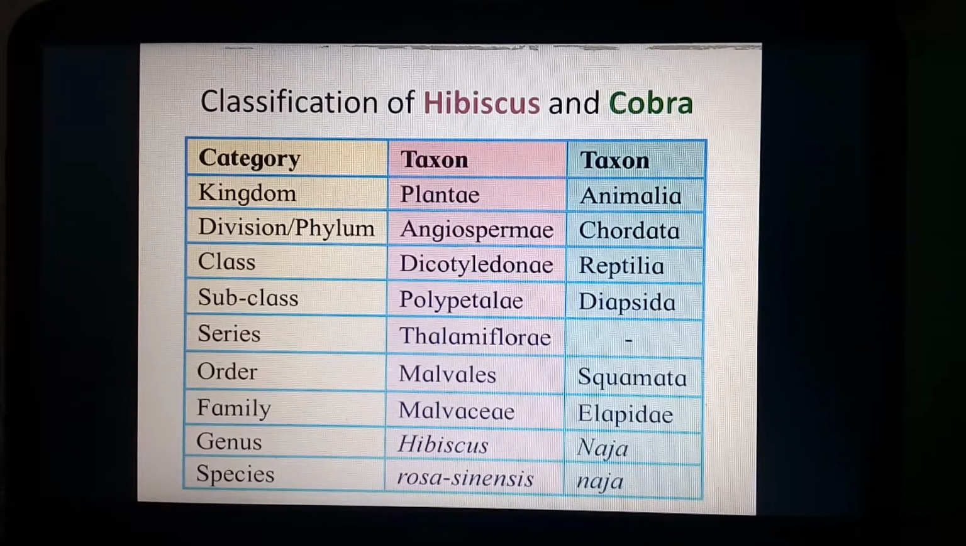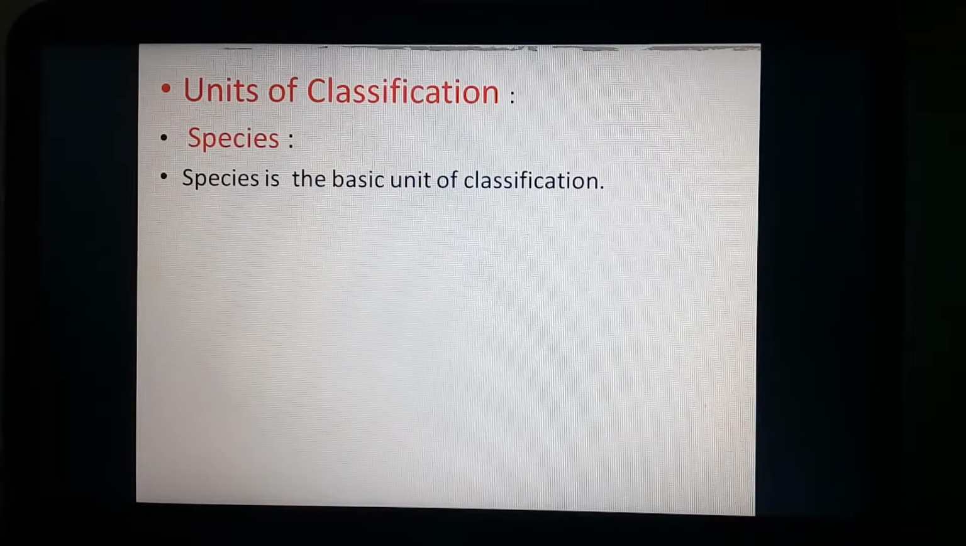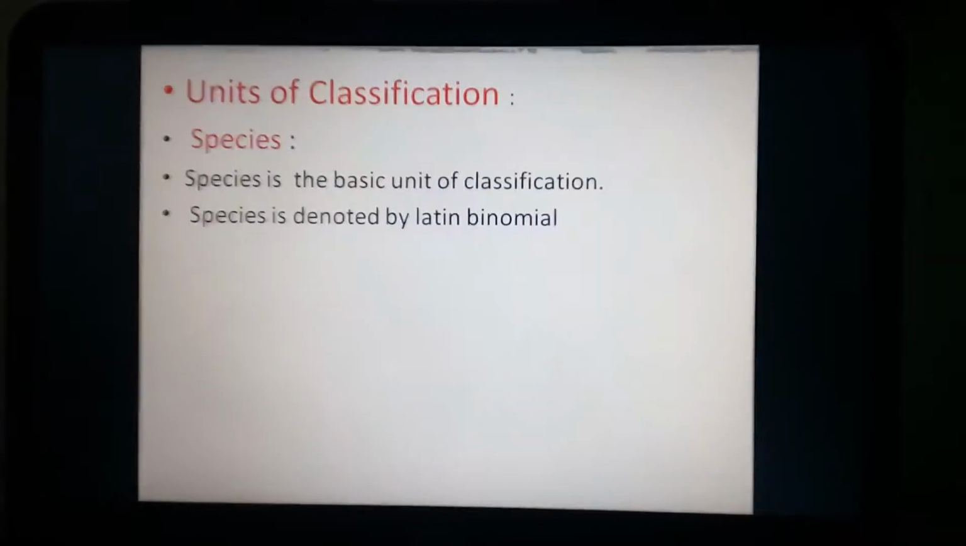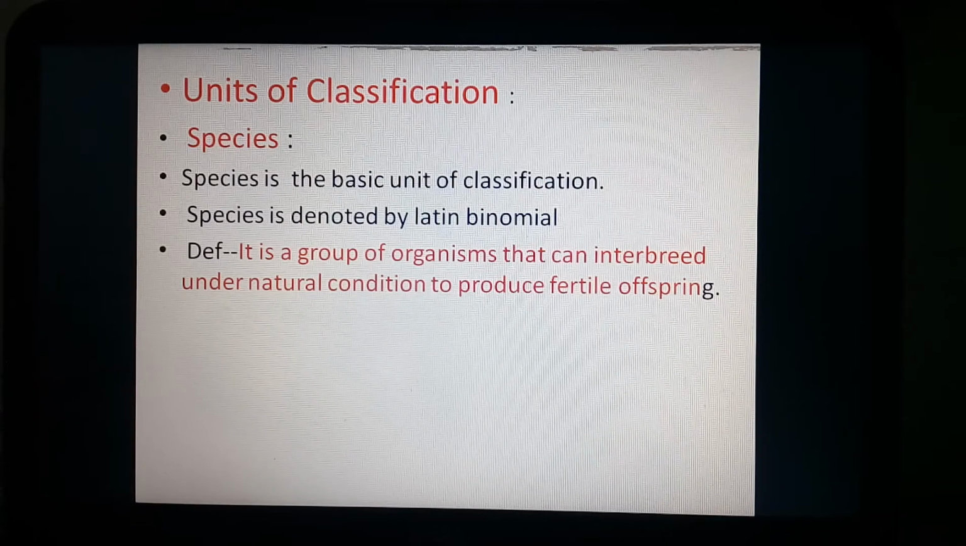The next one. Units of classification. Here in the units of classification, you can observe the first unit, that is the species. Species is the basic unit of classification. You can define the species as a group of organisms that can interbreed under natural conditions to produce fertile offspring. Now see here, we can define the species.